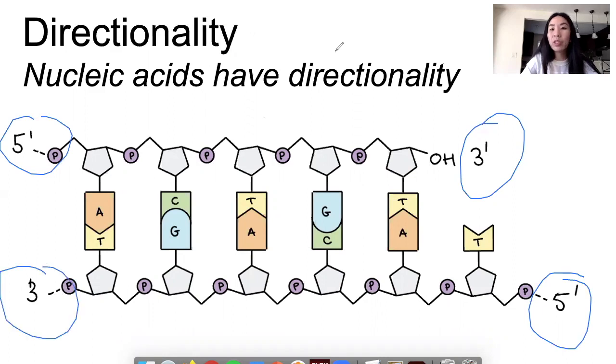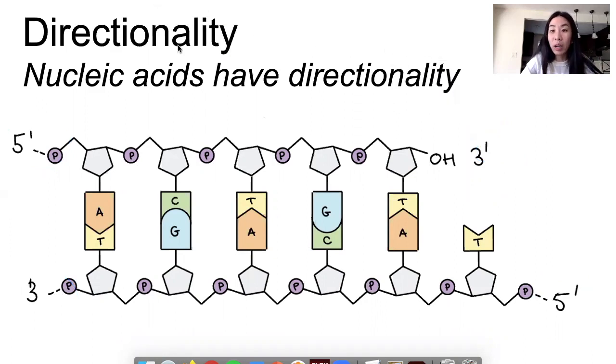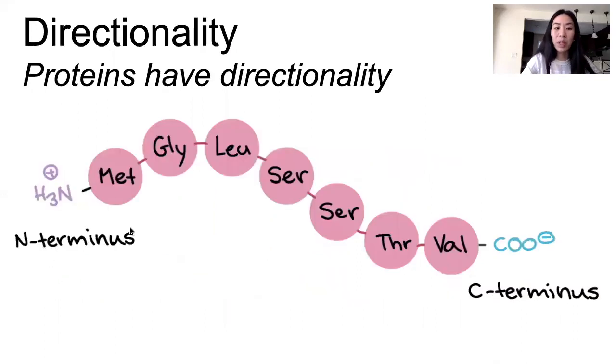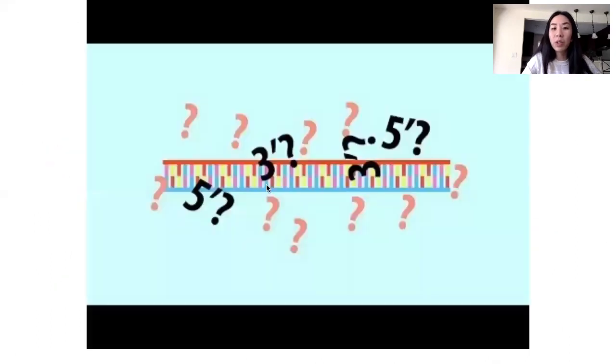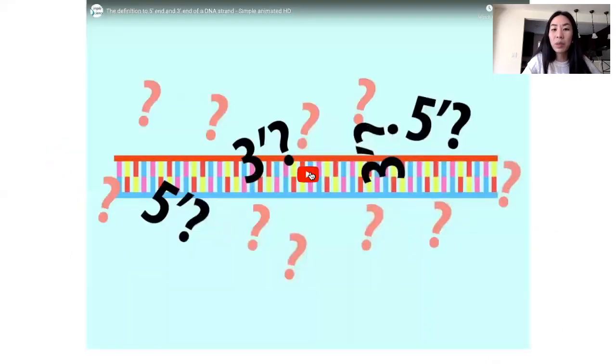Just so you know, I say 3, and this is an apostrophe, but we call it prime, same as in math class. So 5' and 3'. When you think about DNA and RNA, I always want you to pay attention to these ends. There's an order: this is the beginning, this is the end. Similar to proteins, the N terminus is the beginning, the C terminus is the end. I'm going to show you a really quick 1-minute video to summarize 5' and 3'.